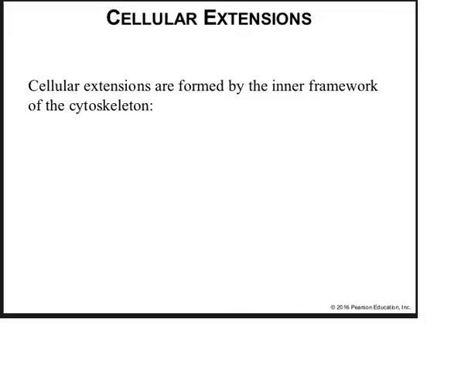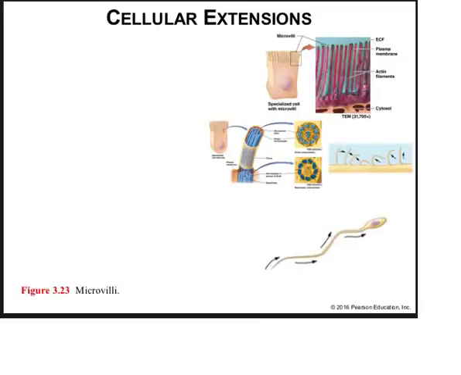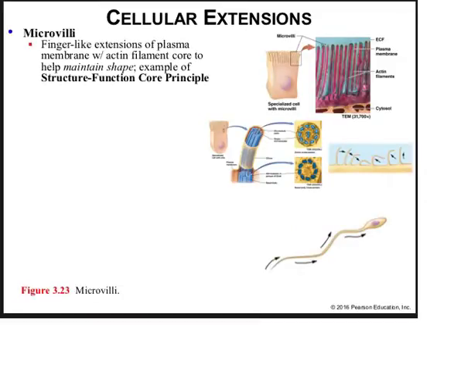Cellular extensions are formed by the inner framework of the cytoskeleton. These include microvilli, cilia, and flagella. Microvilli are finger-like extensions of the plasma membrane that contain actin cores to maintain shape. And these are examples of the structure-function core principle. Again, whenever you see an unusual surface feature, you should always think first of surface area. What this does is increase the surface area of the apical end of the cell so that secretion and absorption are more effective within a minimal volume.